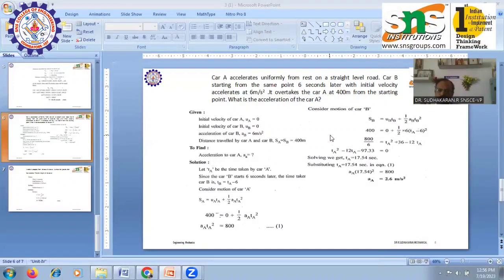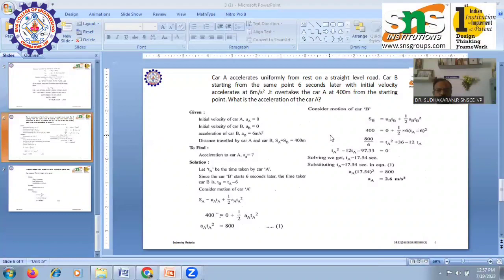Now I am considering the motion of car A. I am applying the equation S is equal to UT plus half AT square. S is known, 400 meters. Car A starts from rest, so the initial velocity is 0. So half into acceleration of A into TA square. Now acceleration of A into TA square is equal to 800 because the 2 goes to the other side, so it becomes 800.